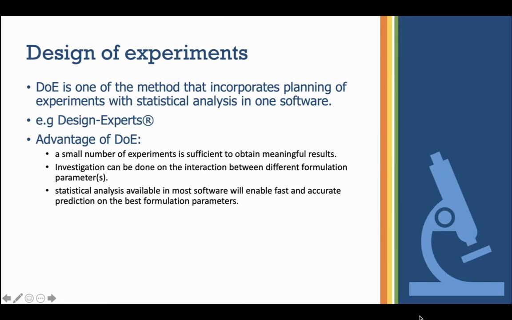The advantage of the design of experiment approach is that by conducting a small number of experiments, it is sufficient to obtain a meaningful result. As an example, you have 3 factors and you want to test them at 3 levels, so 3 to the power of 3. If you want to test each combination, you might need to conduct about 27 experiments. But by using DOE, you can easily obtain a meaningful result by just conducting about half of the experiments.